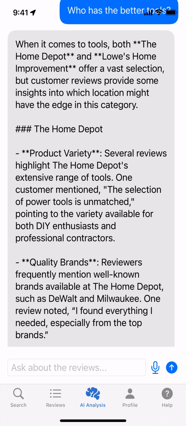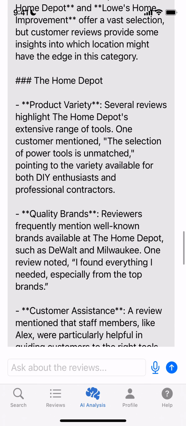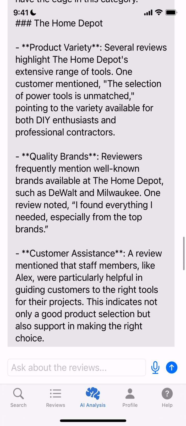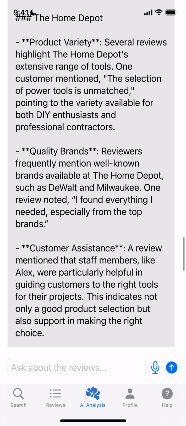One customer mentioned the selection of power tools is unmatched, pointing to the variety available for both DIY enthusiasts and professional contractors. Quality brands. Reviewers frequently mention well-known brands available at the Home Depot, such as DeWalt and Milwaukee. One review noted, "I found everything I needed, especially from the top brands."